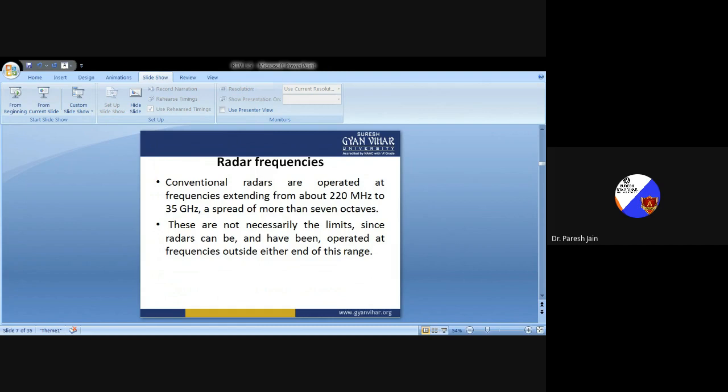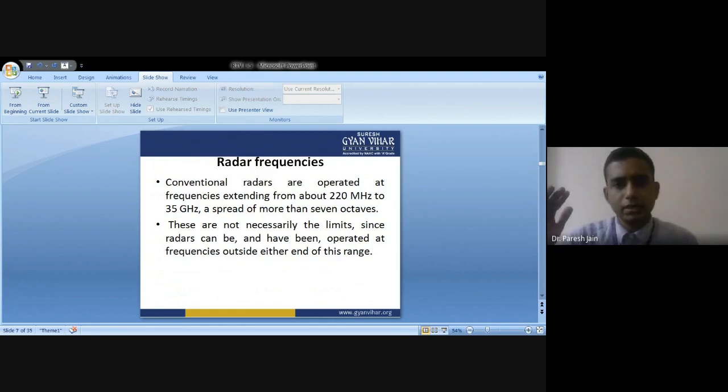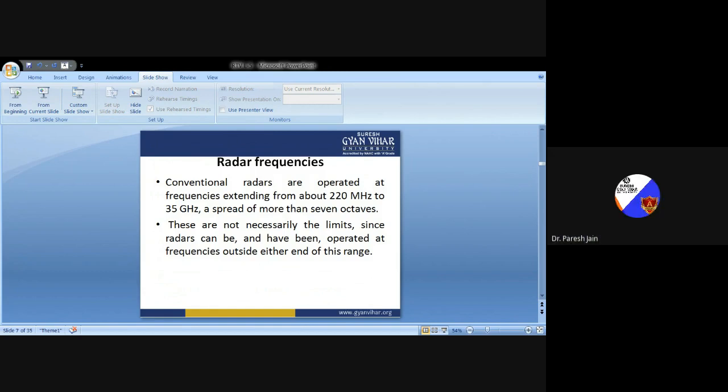We know that when frequency increases, the system design, component or instrument size is reduced. So we are going to high frequency in radar designing.